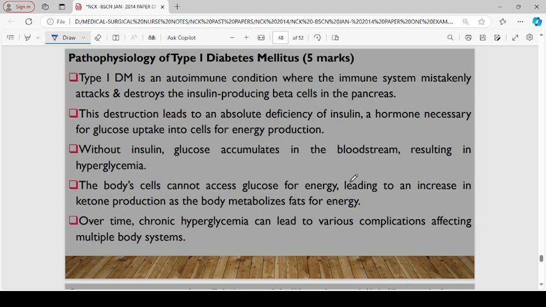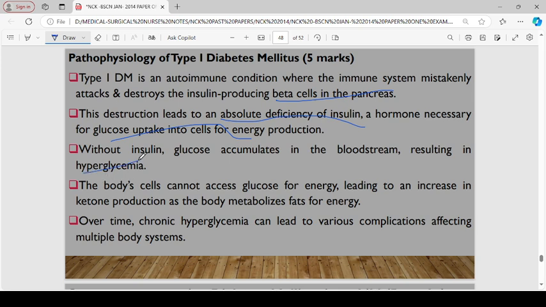Of course, type 1 diabetes is an autoimmune condition where the immune system mistakenly attacks and destroys insulin-producing beta cells in the pancreas. This destruction leads to absolute deficiency of insulin, and of course we know insulin is a hormone that is necessary for glucose uptake into cells for energy production. So without insulin, glucose will accumulate in the bloodstream, resulting in hyperglycemia.